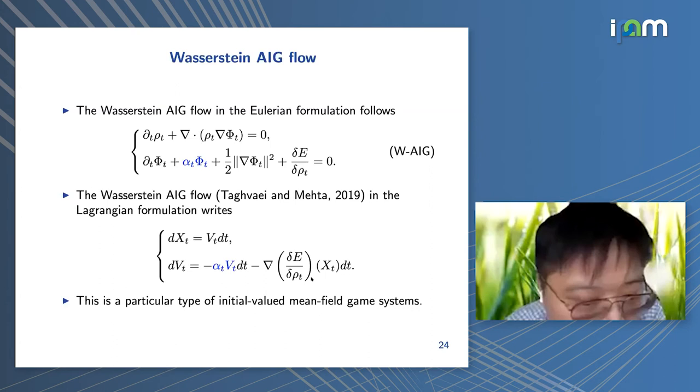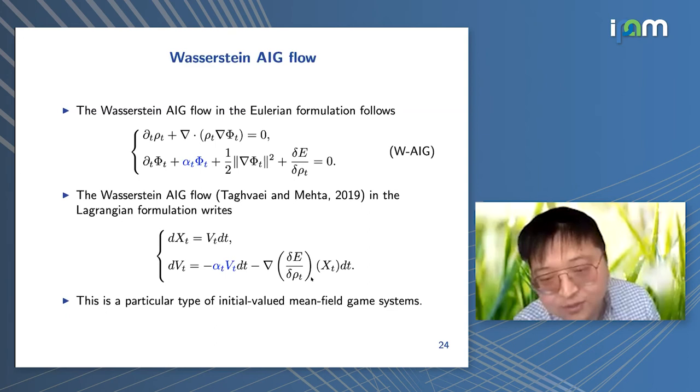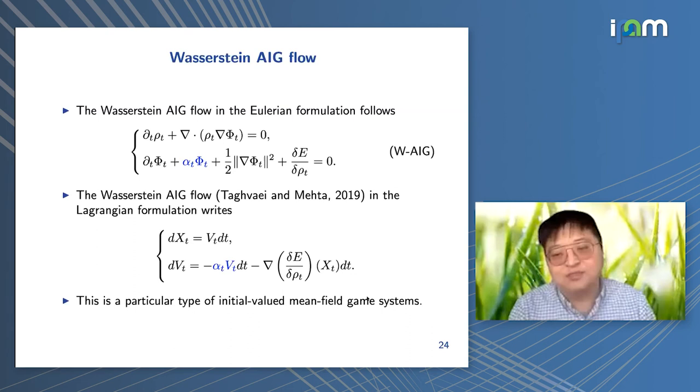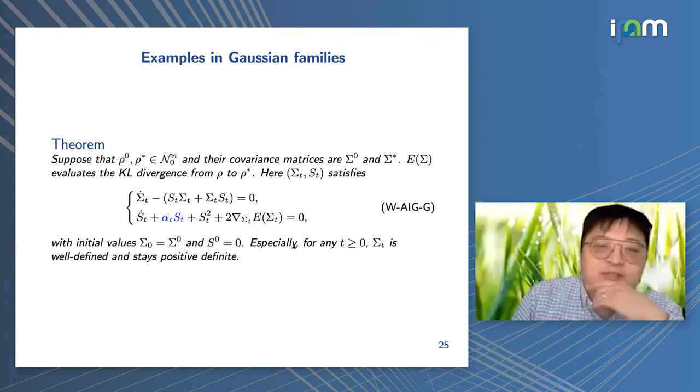Again, I will say for every Hamiltonian structure in probability space, you can follow this idea to write down a particular mean field evolutionary dynamics. So this is a particular initial value mean field system. I shouldn't say game. A game means that you have others, if it's not symmetric, you can call it a game, but if it's symmetric, you just call it a mean field dynamical system. Okay? This is the dynamics.